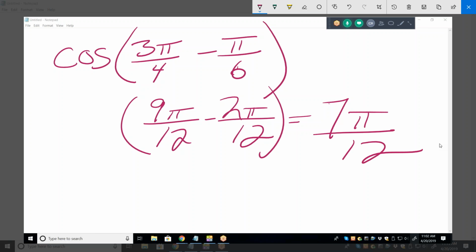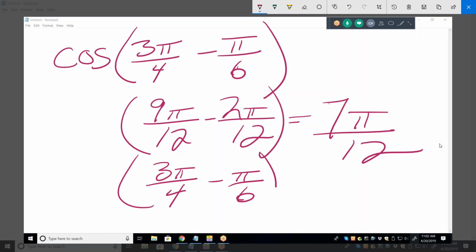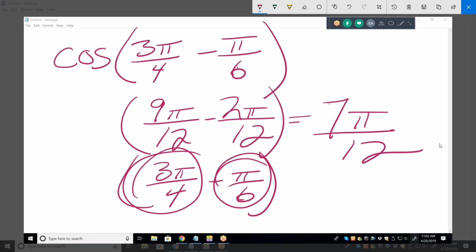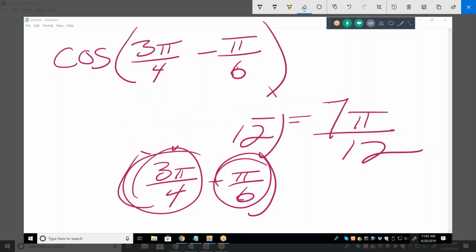And this one is 3 pi over 4. And this one is pi over 6. That's 135 degrees. That's 30 degrees. So it's two common angles again. In other words, we don't need to convert it to degrees. Just leave it exactly like it is.